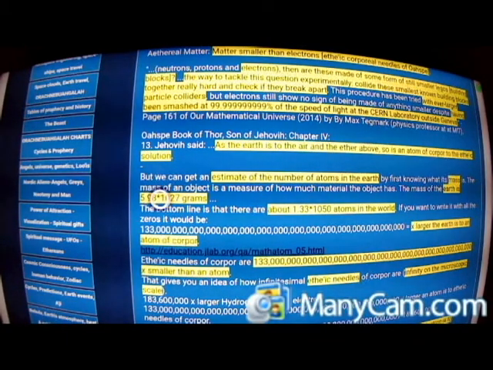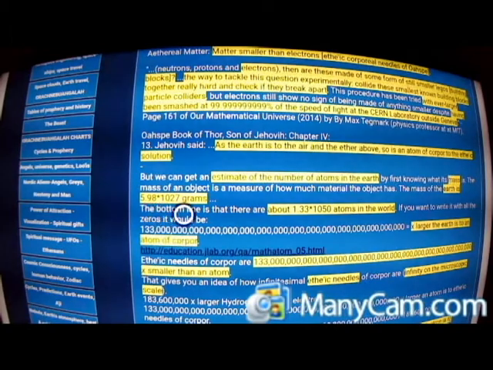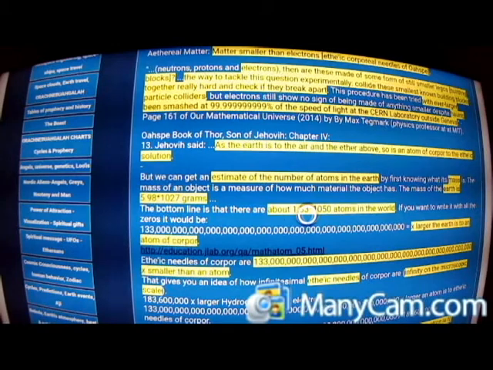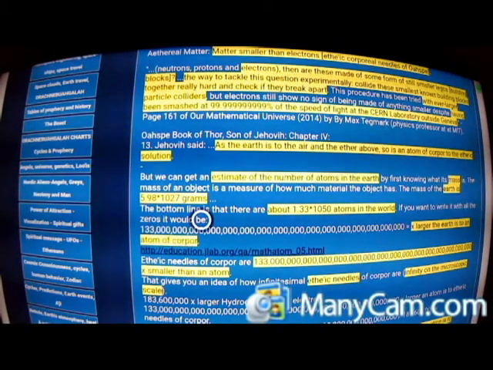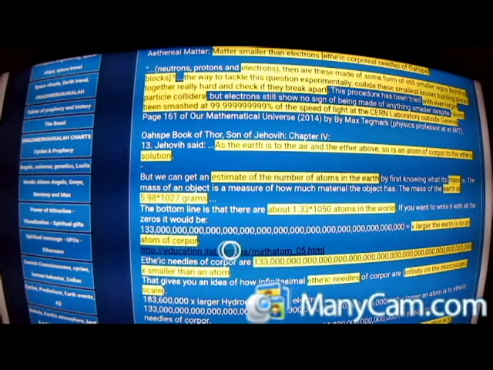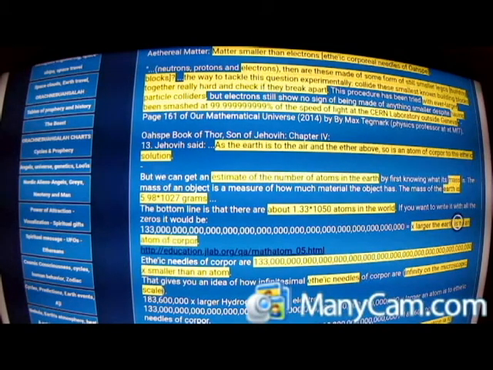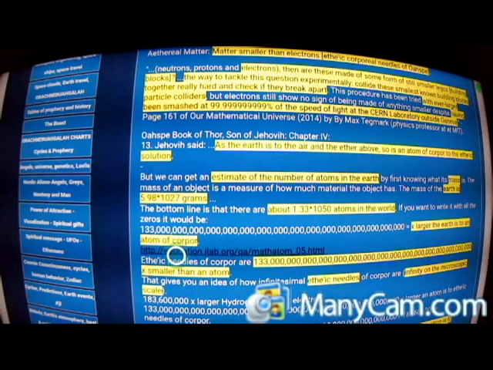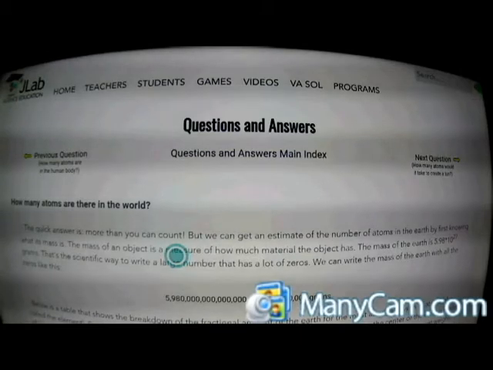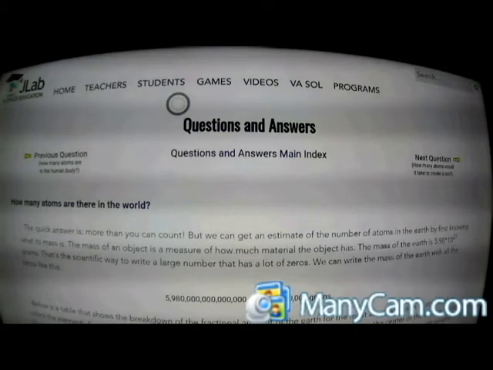The bottom line is that there are about that many atoms in the world. If you want to write it with all the zeros, it would be this number right here, which equals how many times larger the earth is to an atom of copper. And that came from this website right here. See if that link is still good. Yeah, right there. JLab, Science Education website. So, going back.